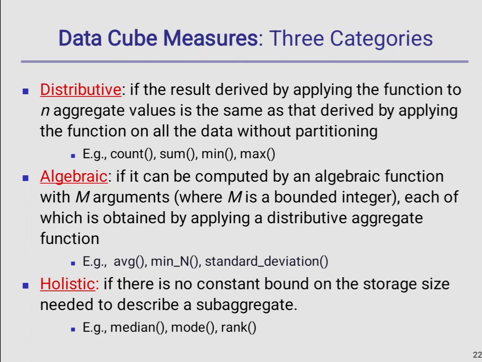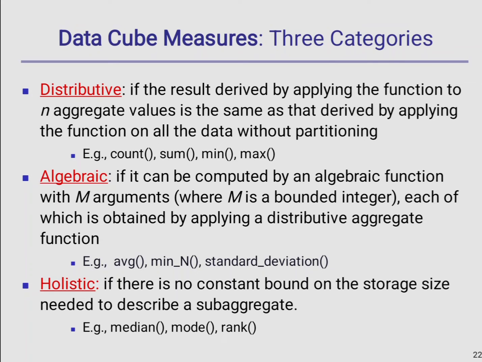Next we have algebraic data cube measure. If it can be computed by an algebraic function with m arguments, where m is a bounded integer, each of which is obtained by applying a distributive aggregate function. Average, minimum of n values, and standard deviation are examples of algebraic data cube measures. Next we have holistic data cube measure.